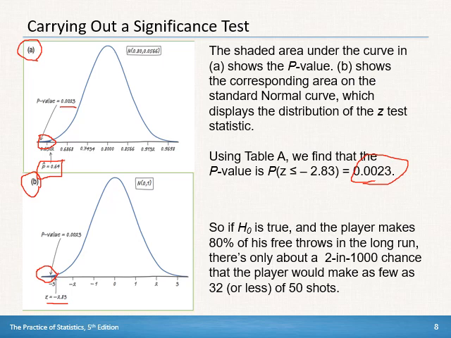And so what that says is, when we have a small p-value, we are going to reject the null hypothesis. We're going to reject her being an 80% free throw shooter, and say that it's probably less than that.